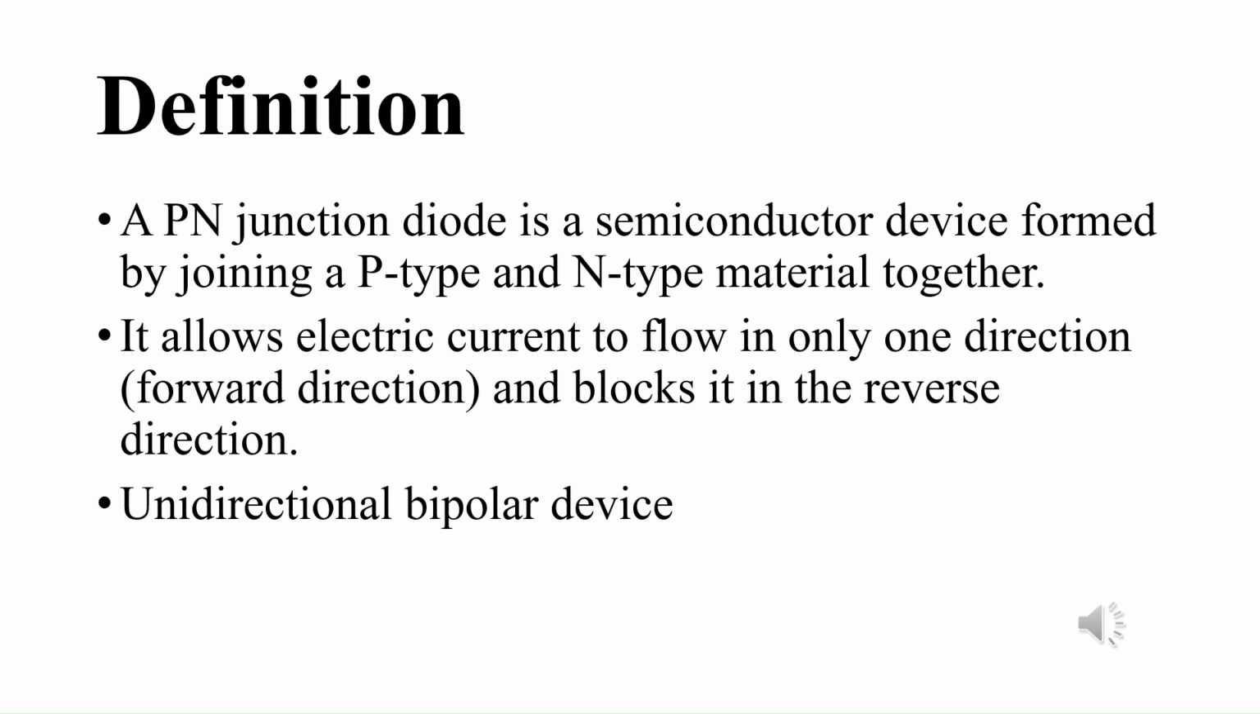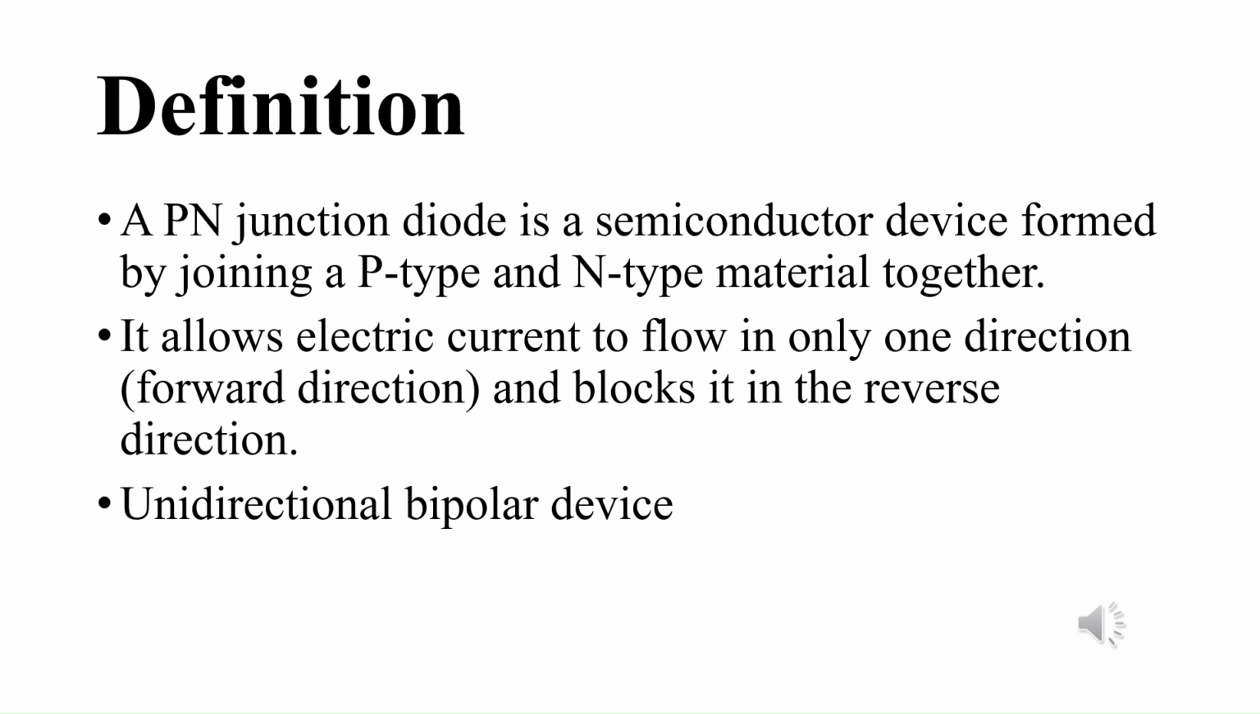What is a PN junction diode? It's a semiconductor device, which means it's a material whose electrical conductivity lies between a conductor and an insulator. Example, silicon and germanium. At low temperature, the semiconductor acts like an insulator, and at high temperature, it acts as a conductor.